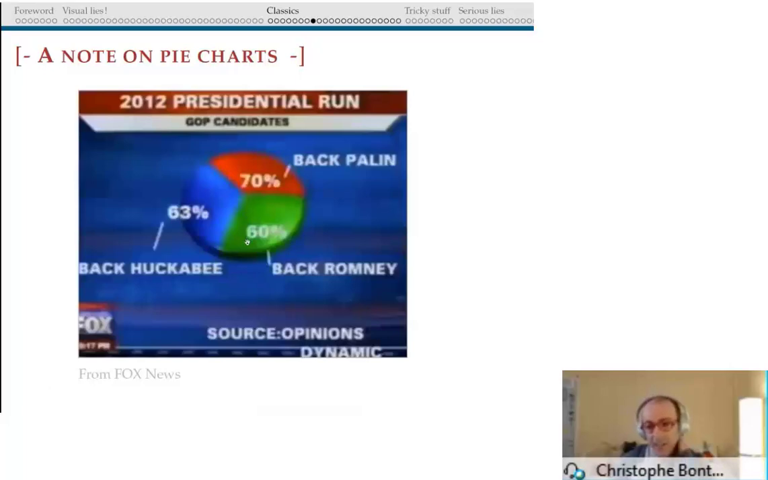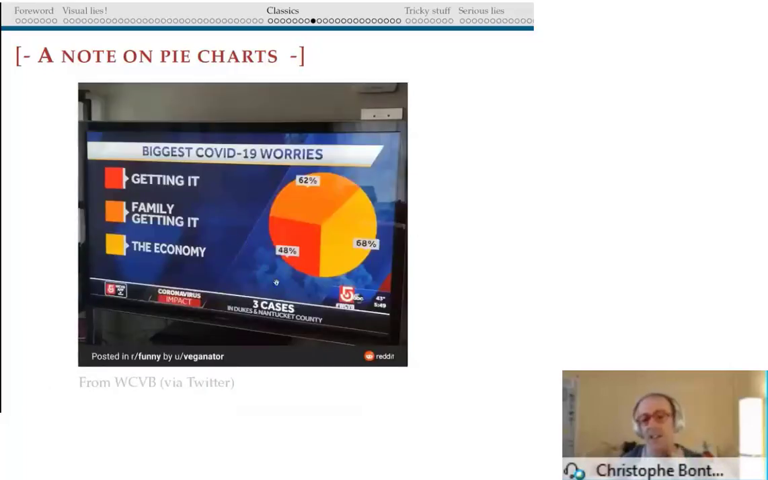But the same, very, very recently, here it's not bad design; it's that people do not understand what a pie chart means. A pie chart is a percentage, and when you have worries, you can have several answers to the same question. You can have the worry of getting it, or family getting it, or for the economy, so you can vote for the 3.